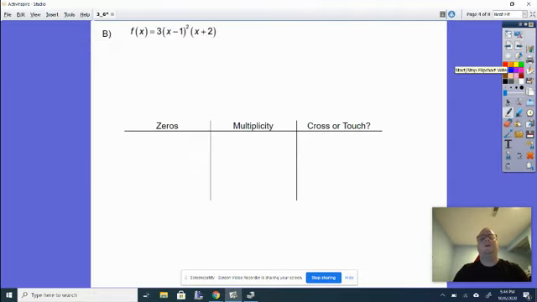Okay, so same idea. Now that 3 out there freaks people out. That 3 out there, all it's going to do is stretch this function. It's not going to change my zeros. It's not going to change my multiplicity. It's not going to change if it crosses or touches. So ignore it. If you have a number out front, ignore it.